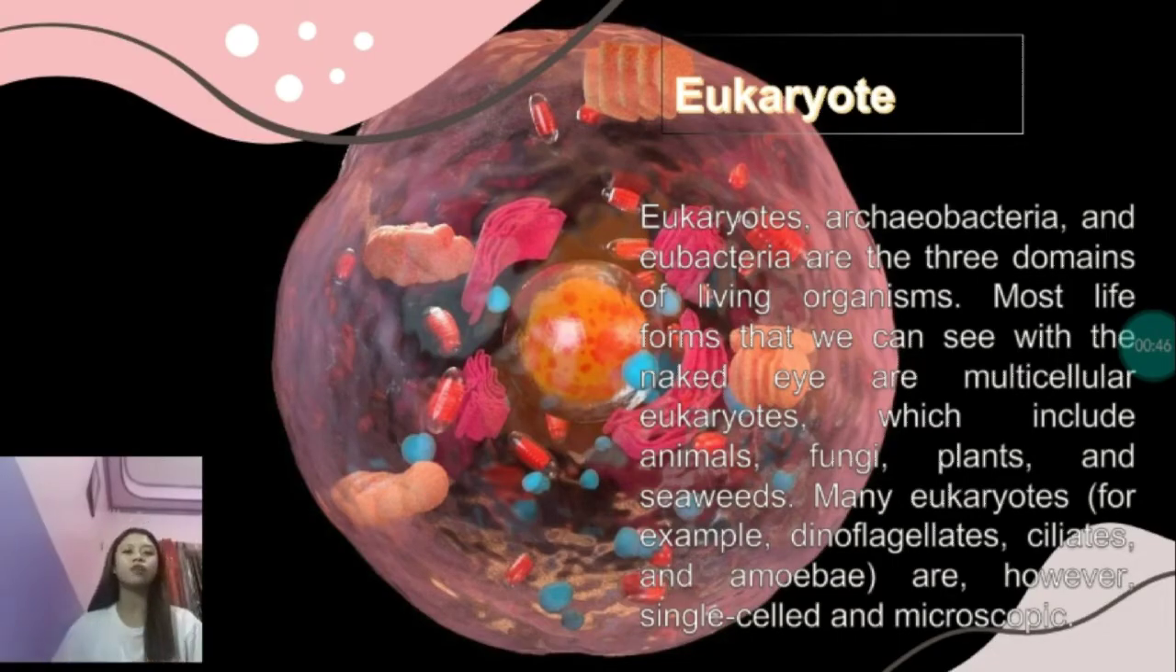So what is a eukaryote? Eukaryotes, archaeobacteria, and eubacteria are the three domains of living organisms. Most life forms that we can see with our naked eye are multicellular eukaryotes, which include animals, fungi, plants, and seaweeds. Many eukaryotes, for example the dinoflagellates, the ciliates, and the amoeba, are however single-celled and microscopic.